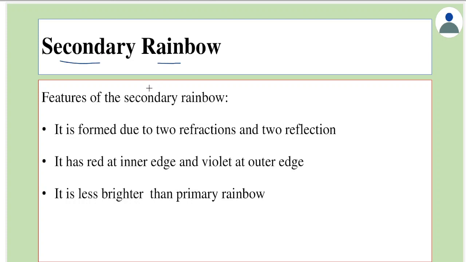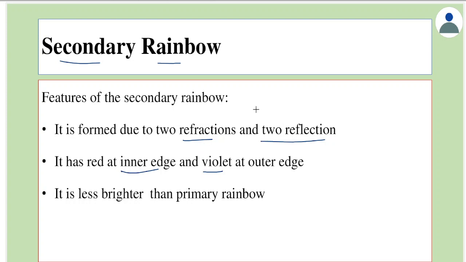Now this rainbow is formed due to two refractions and two reflections. Here it has red at the inner edge and violet at the outer edge, which is opposite to the previous case, which was a primary rainbow. And since it undergoes more reflections and refractions, it will be less bright.